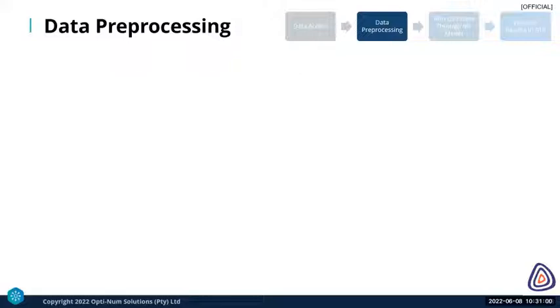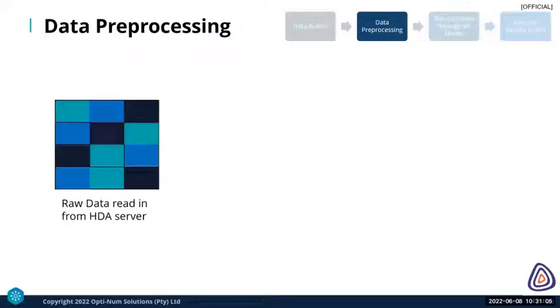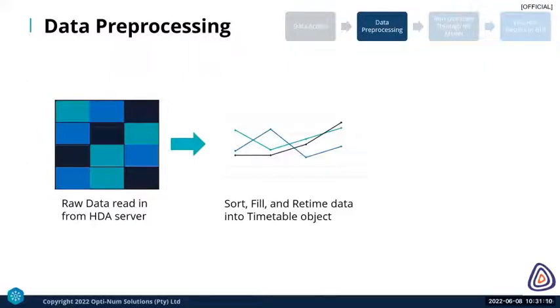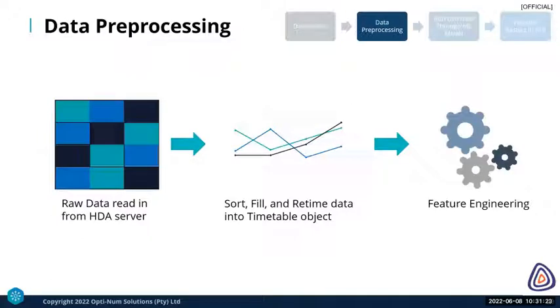So on to the data pre-processing. How that looked from our perspective was we had raw data that was read in from the historical data access server. Through the pre-processing stage, we sorted, filled, and retimed the data into a timetable object, so a little bit more meaningful, a little bit more regular. And then finally, moving on to our feature engineering exercise, we take our processed time series data and turn it into features that our machine learning model can handle.